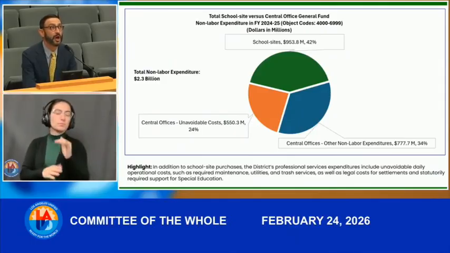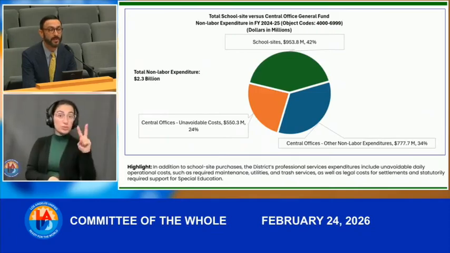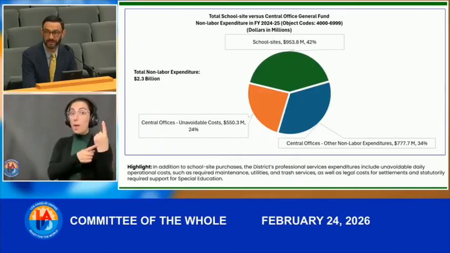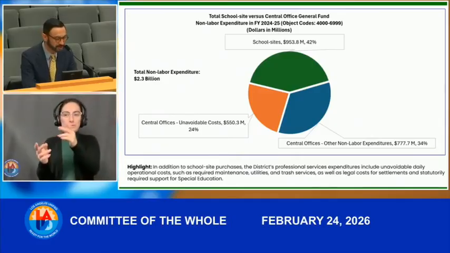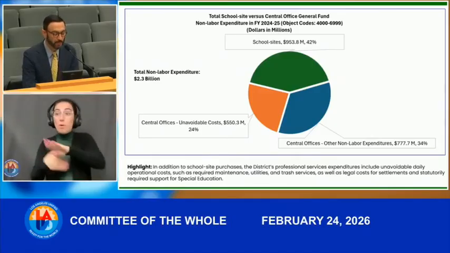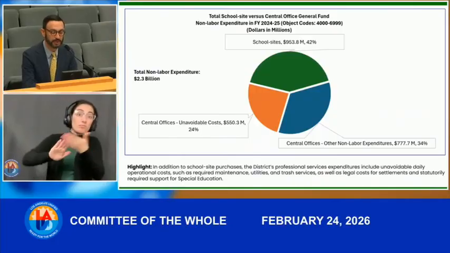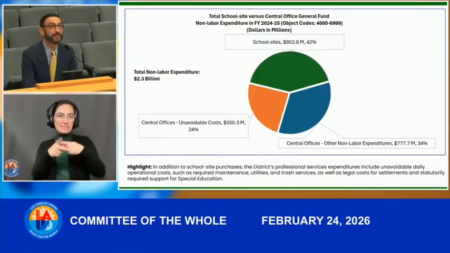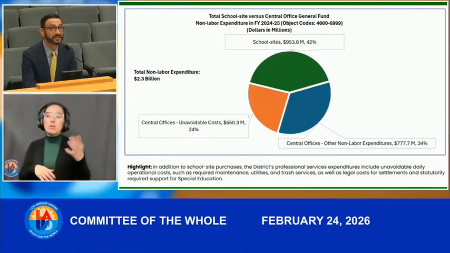Of the total non-labor spend last year of the $2.3 billion, almost $1 billion was at the school sites. Okay, so this is all non-labor. This is books and supplies. This is other operating expenditures. This also includes non-capitalized equipment. About $1 billion was at our school sites.